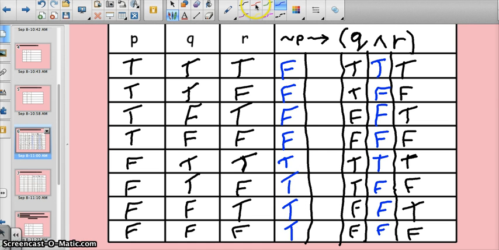The last column will be red. This is the answer column. The answer column is red. And it is based upon these two. The blue ones is what it's physically based upon at this point in time.